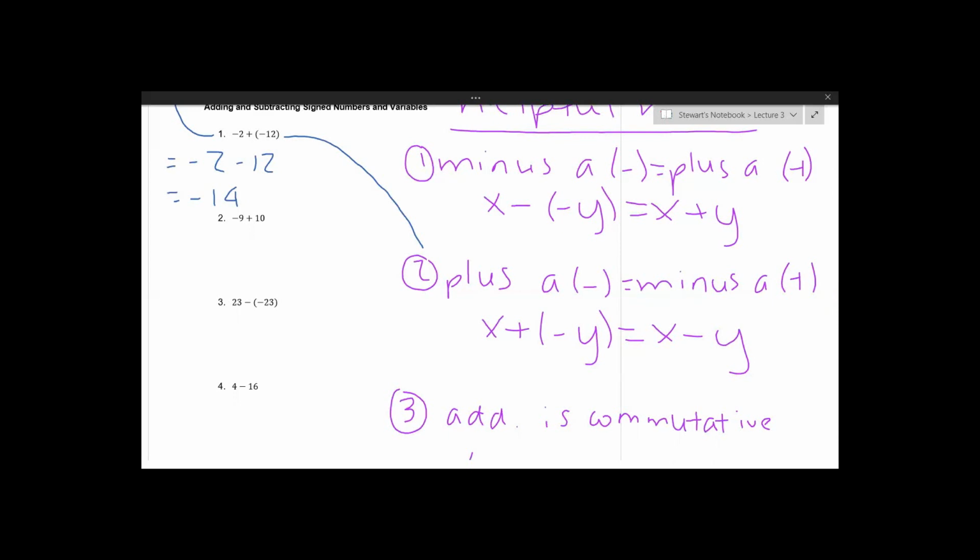This one we don't really have to change, but we could apply rule number 3 to this one if we choose, but I'll do it normally first. If you just added straight through with this one, negative 9 plus 10, well, we know negative 9 plus 9 is equal to 0, and then we have 1 left over, so this just equals 1. If we applied rule 3 to this one, we could switch them around the addition sign, and then we'd have 10 plus negative 9, which we know, plus a negative equals minus a positive, which would then be 10 minus 9, which equals 1 as well.